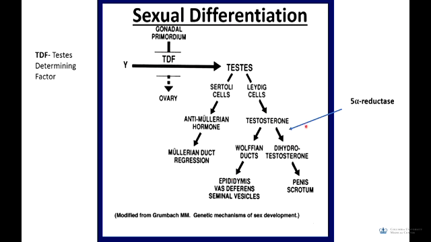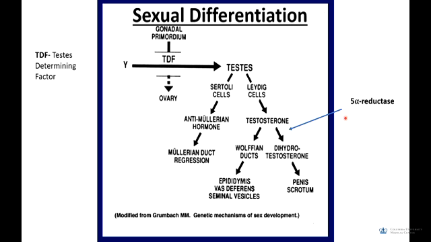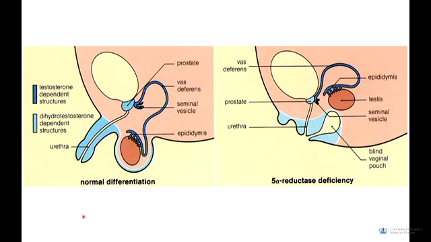And in lecture it was mentioned that if you have 5-alpha reductase deficiency, so you kind of see that here, that's going to give you problems when you develop penis and scrotum. So you can see you have a blind vaginal pouch and no penis or small penis.